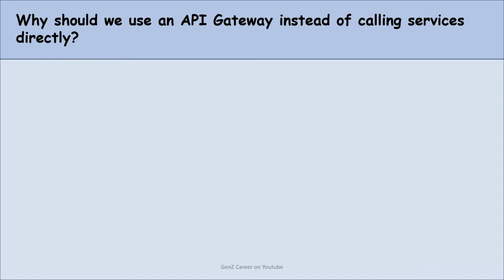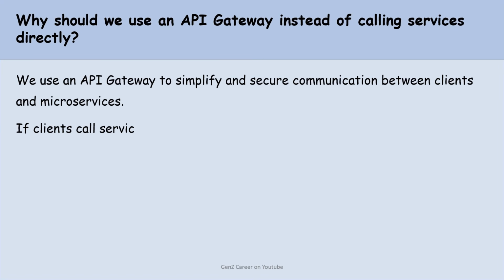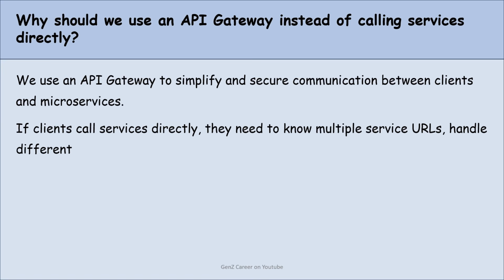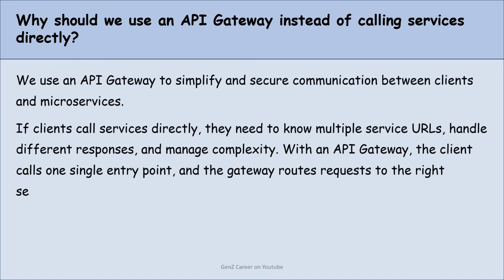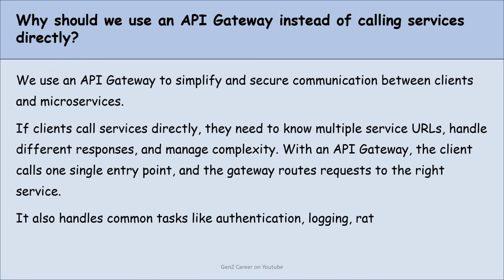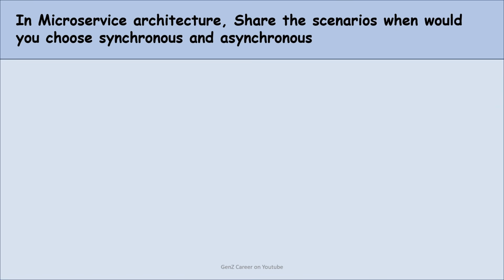And the next question is, guys, why should we use an API gateway instead of calling services directly? Very important question. Basically, we use an API gateway to simplify and secure communication between clients and microservices. If a client calls services directly, they need to know multiple service URLs, handle different responses, and manage complexity. With an API gateway, the client calls one single entry point and the gateway routes the request to the right service. It also handles common tasks like authentication, logging, rate limiting, and caching, so each service doesn't have to do it.